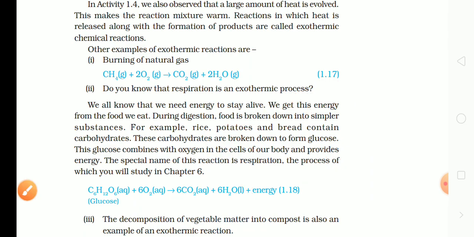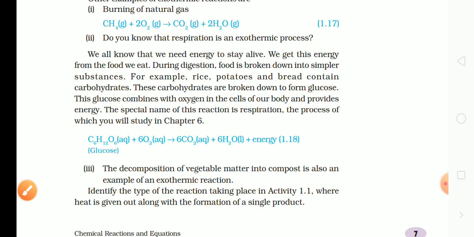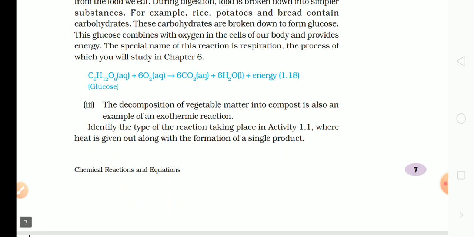Then one more thing is there, the decomposition of vegetable matter into compost. You know how compost is formed. Compost is actually a decay process of vegetables, right? During that decay process also energy or heat is given out. So the decomposition of vegetable matter is also an exothermic reaction.